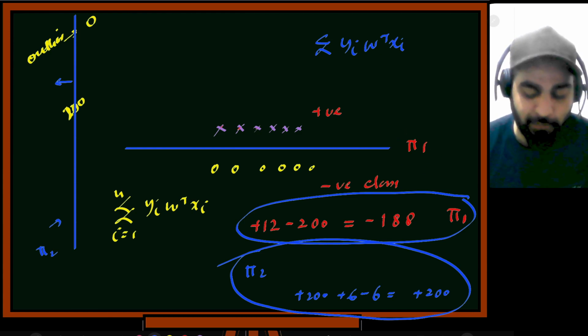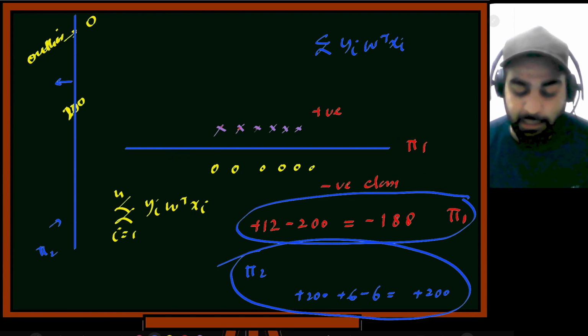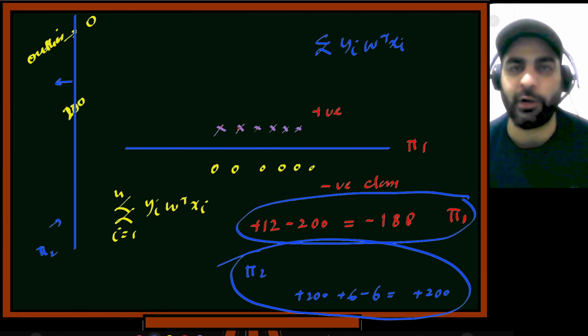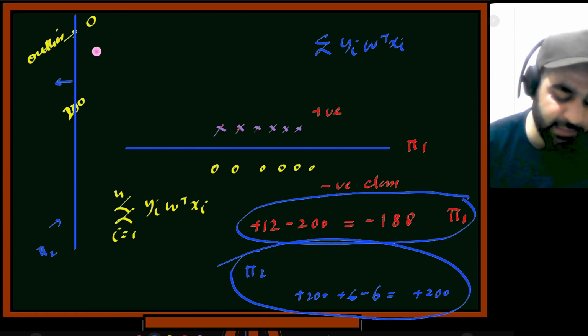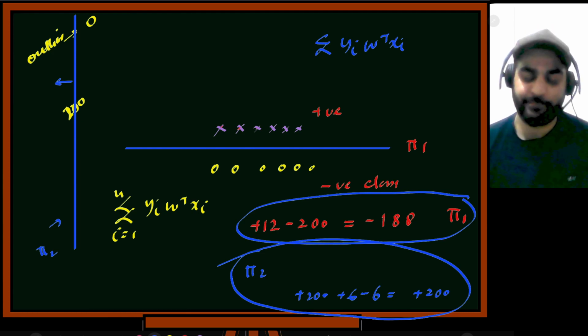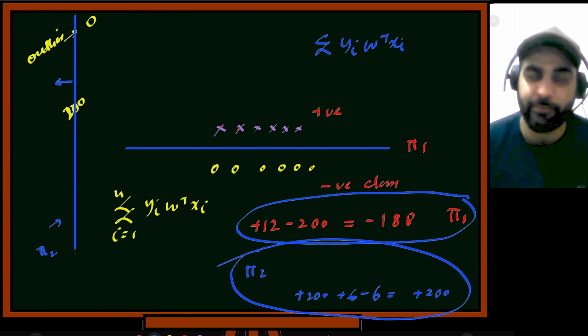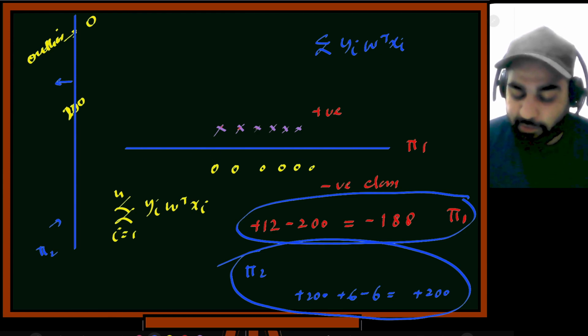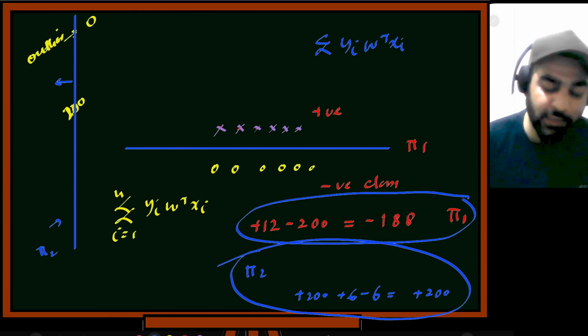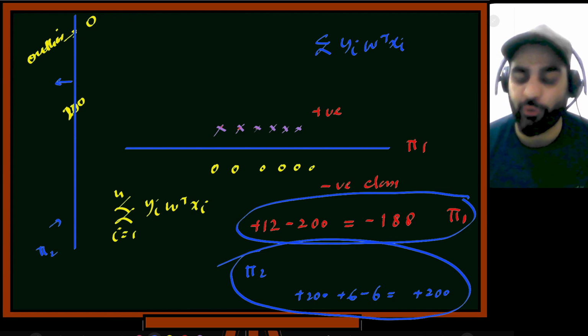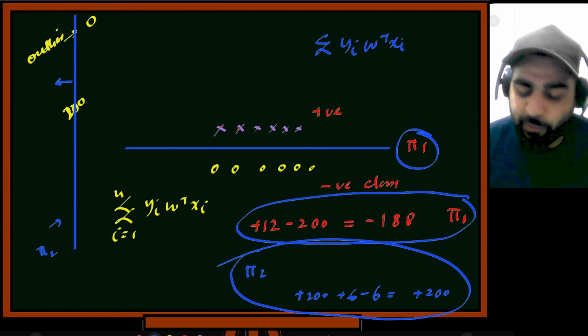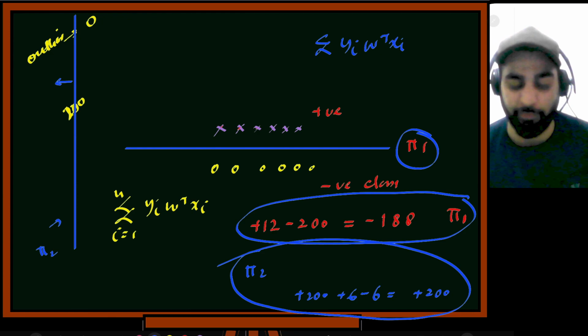This pi 2 should not be better than pi 1, because pi 1 correctly classifies 1, 2, 3, 4, 5, 6 points. But here there is an outlier when we compute this distance. This distance was 200 and it was giving the value plus 200 for this hyperplane pi 2. But for pi 1 it was giving the value of minus 188 because one outlier was misclassified. So pi 1 should be the answer. How many of you see this problem?